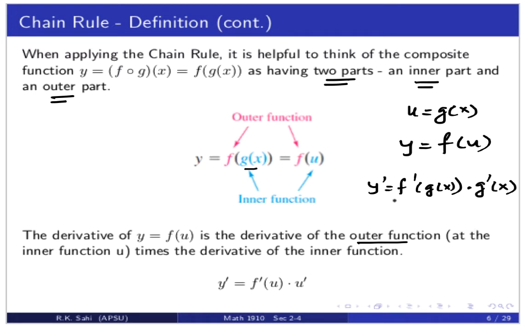But if you write it in terms of the inner and the outer, this simply means that the derivative of y is the derivative of the outer function at the inner function u. You can replace g of x by u here and write this as f prime of u times u prime, because u is g of x, times the derivative of the inner function. It's the same expression, but if you are more visual, you can say this is the outer function, this is the inner function, and the derivative of a composite function is basically the derivative of the outer evaluated at the inner function times the derivative of the inner function.